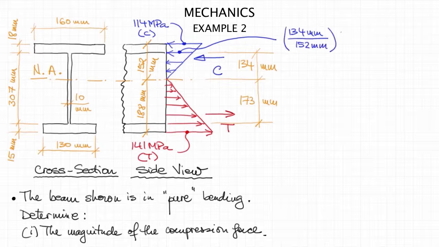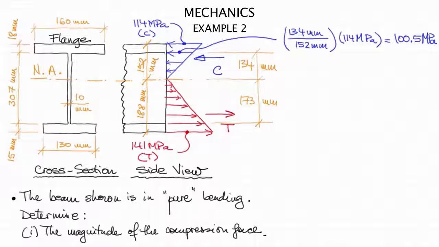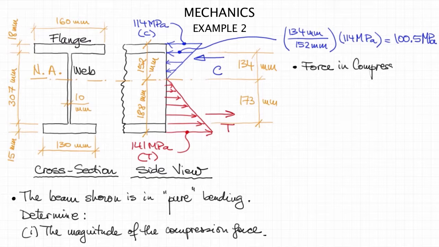We can use similar triangles to calculate the magnitude of the stress intensity at the interface between the flange and the web, and that will be 100.5 megapascals. So now we have defined the two stress blocks, the one acting across the flange at the top, a trapezoidal stress block, and the one acting across the web, which is a triangular stress block.